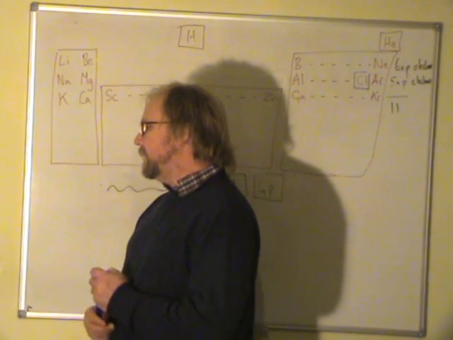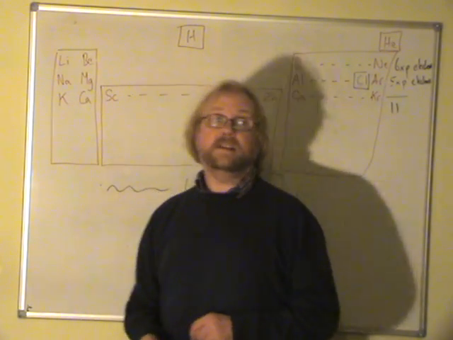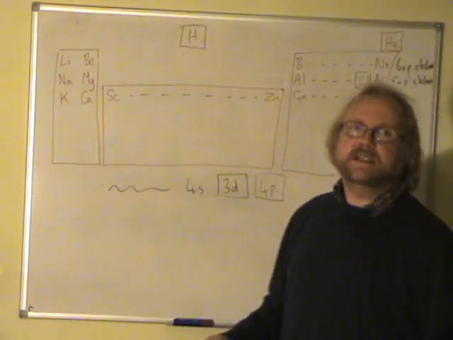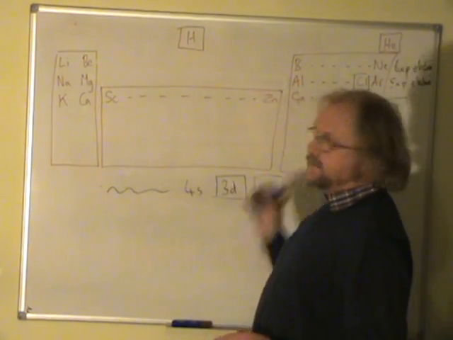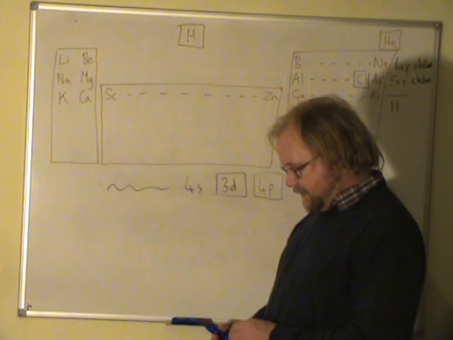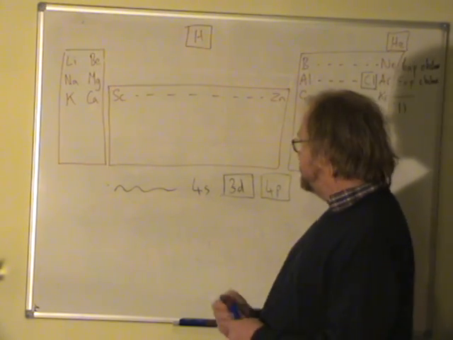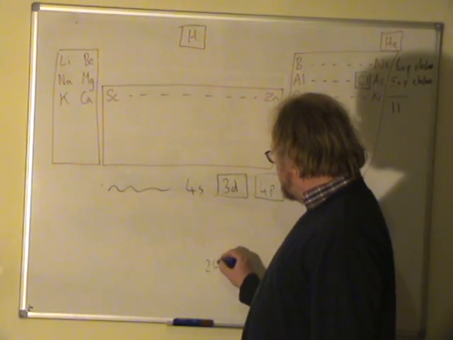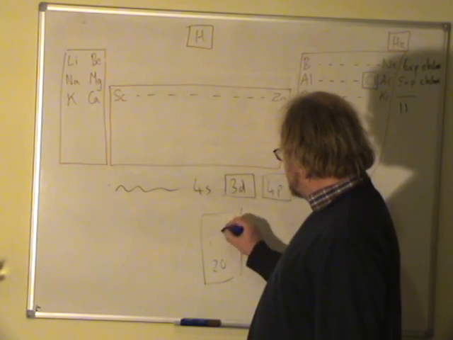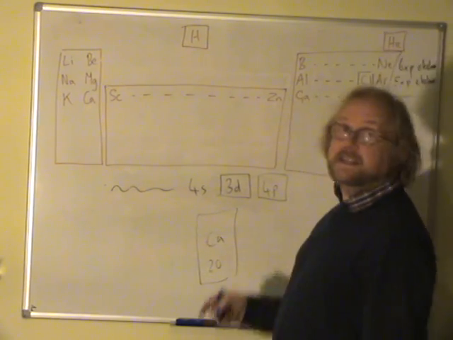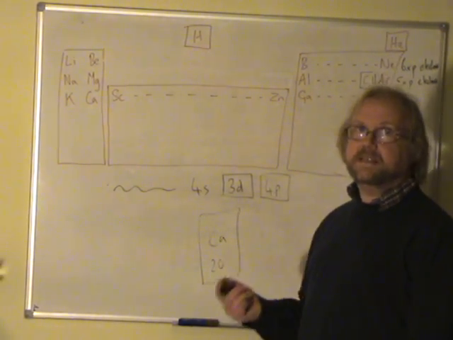Calcium 2+, how many electrons are there in an ion of calcium 2+? Well, the easy way to do that one, we don't really need to think about orbitals for that one. The easy way is just to look at the atomic number of calcium, which is 20. Remember, it's the number at the bottom of the square. And that tells us that a calcium atom would have 20 electrons.